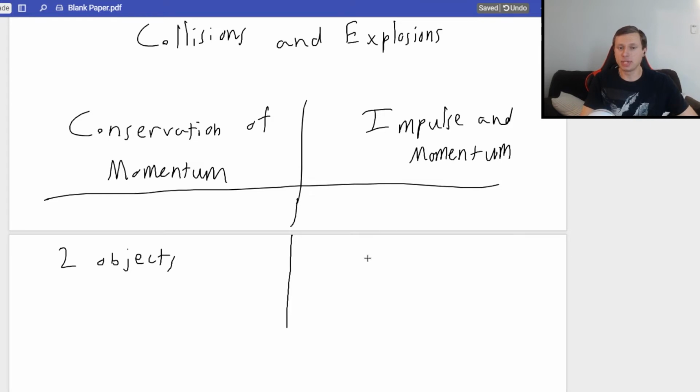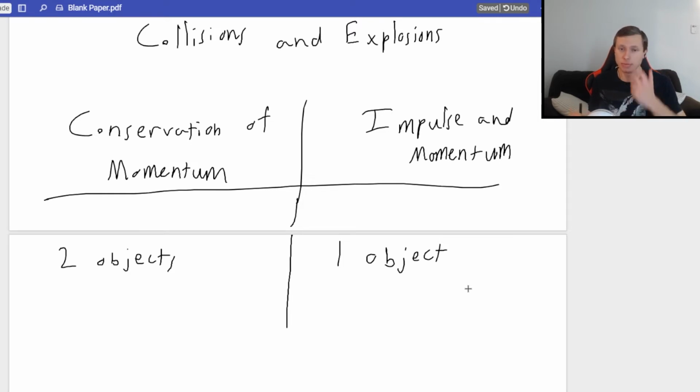Impulse and momentum, on the other hand, is when we're only looking at one object. Sure, there might be multiple objects in the problem, but we're only talking about one of those objects. Some examples include hitting a baseball with a bat, and they only give you the information like velocity and mass about the baseball. They don't even tell you about the bat. Other common example, when you jump off of the earth.